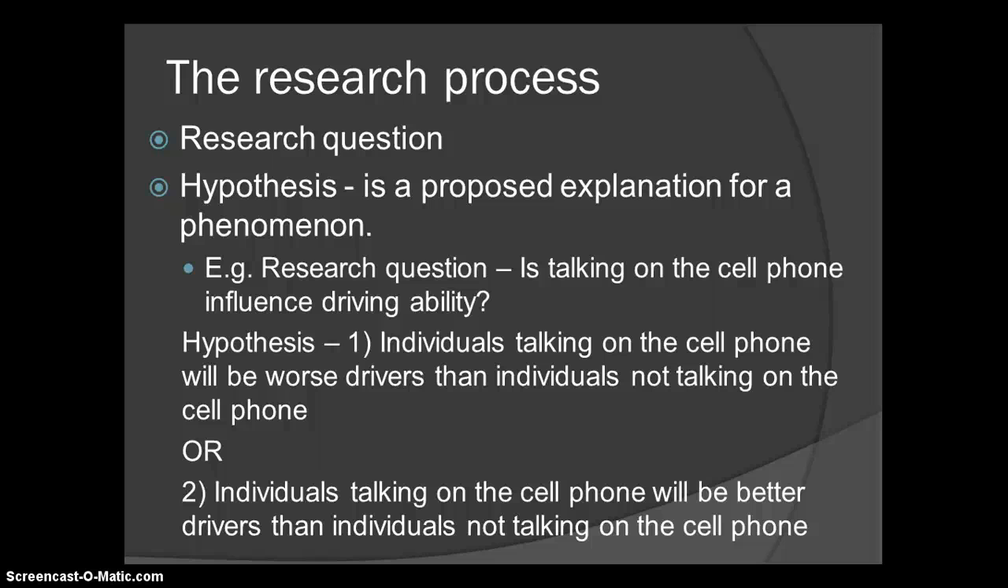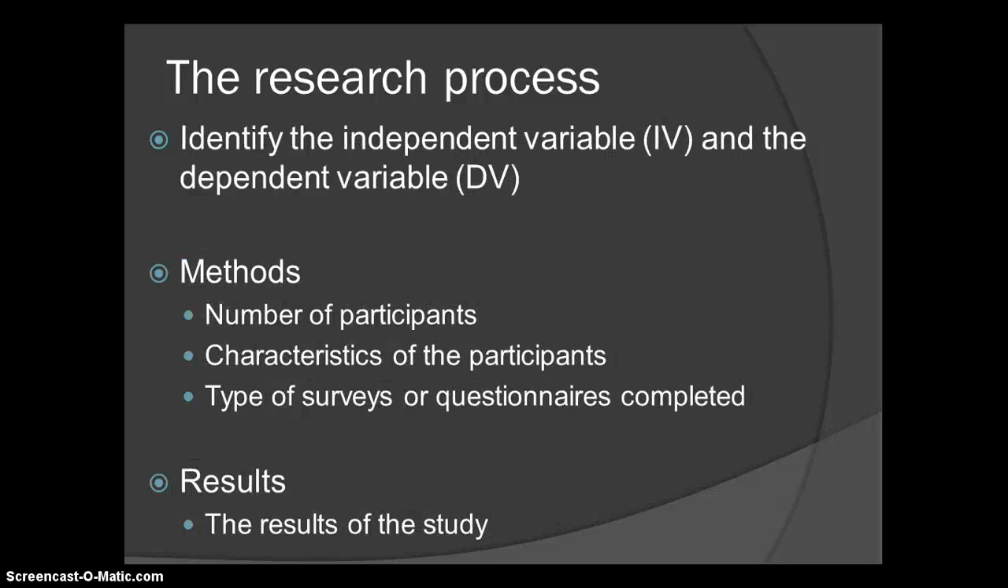So for example, if our research question is whether talking on a cell phone influences driving ability, our hypothesis might be that individuals talking on a cell phone will be worse drivers than individuals not talking on a cell phone. Or alternatively, we might think that individuals talking on a cell phone will be better drivers than individuals not talking on a cell phone. We usually come up with the hypotheses before we conduct the research. Then we identify our IV, independent variable, and the DV, which we already covered.